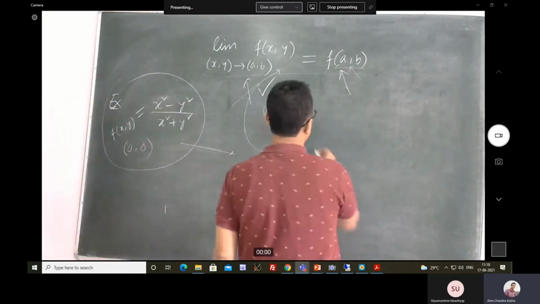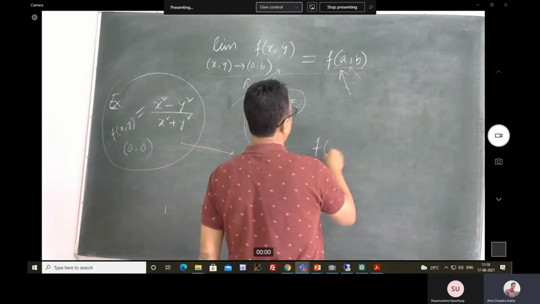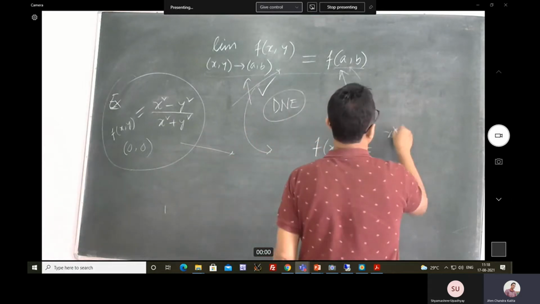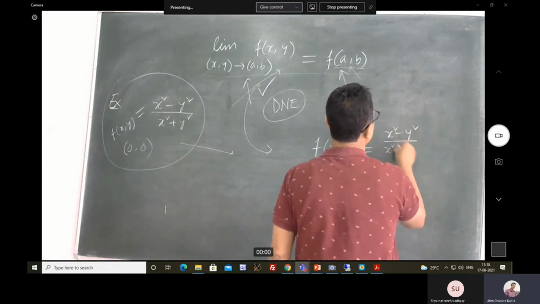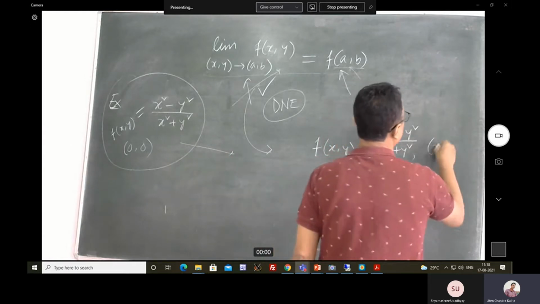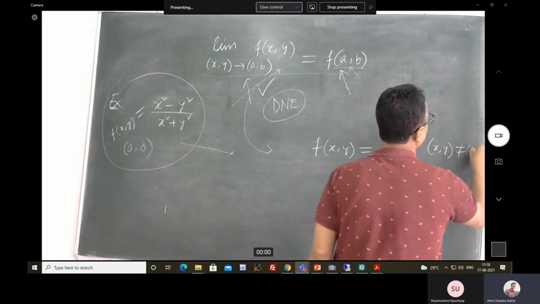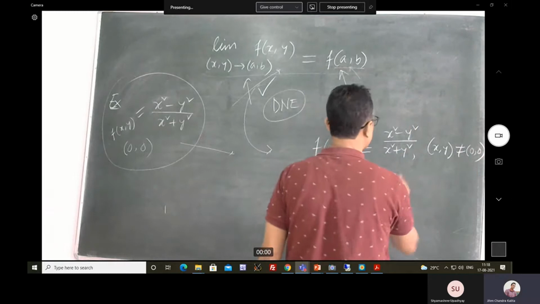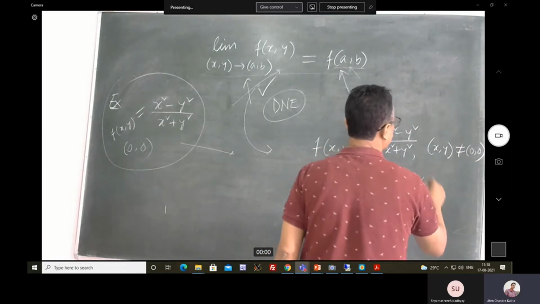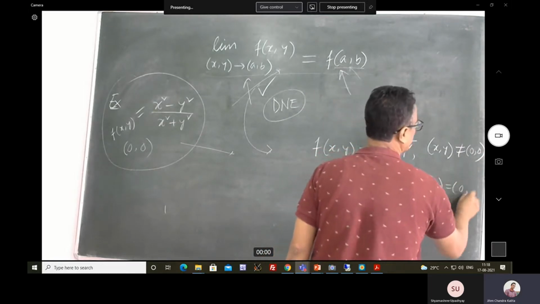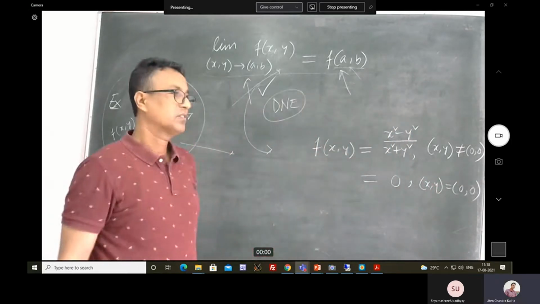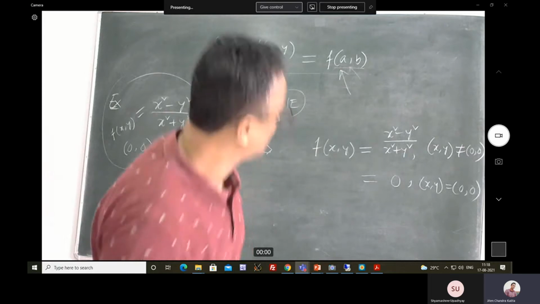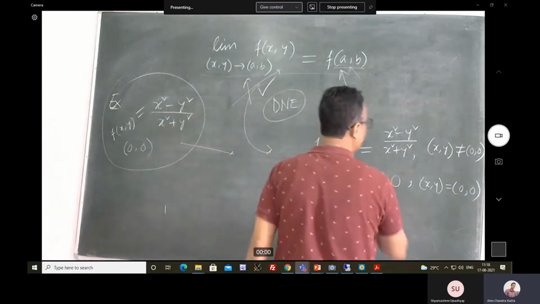Let us try to redefine the function in such a way that f(x, y) equals (x squared minus y squared) divided by (x squared plus y squared) if (x, y) is not equal to (0, 0), and this is equal to 0 at the origin. Okay, so now we have reconstructed the function in such a way that at the origin its value is 0.